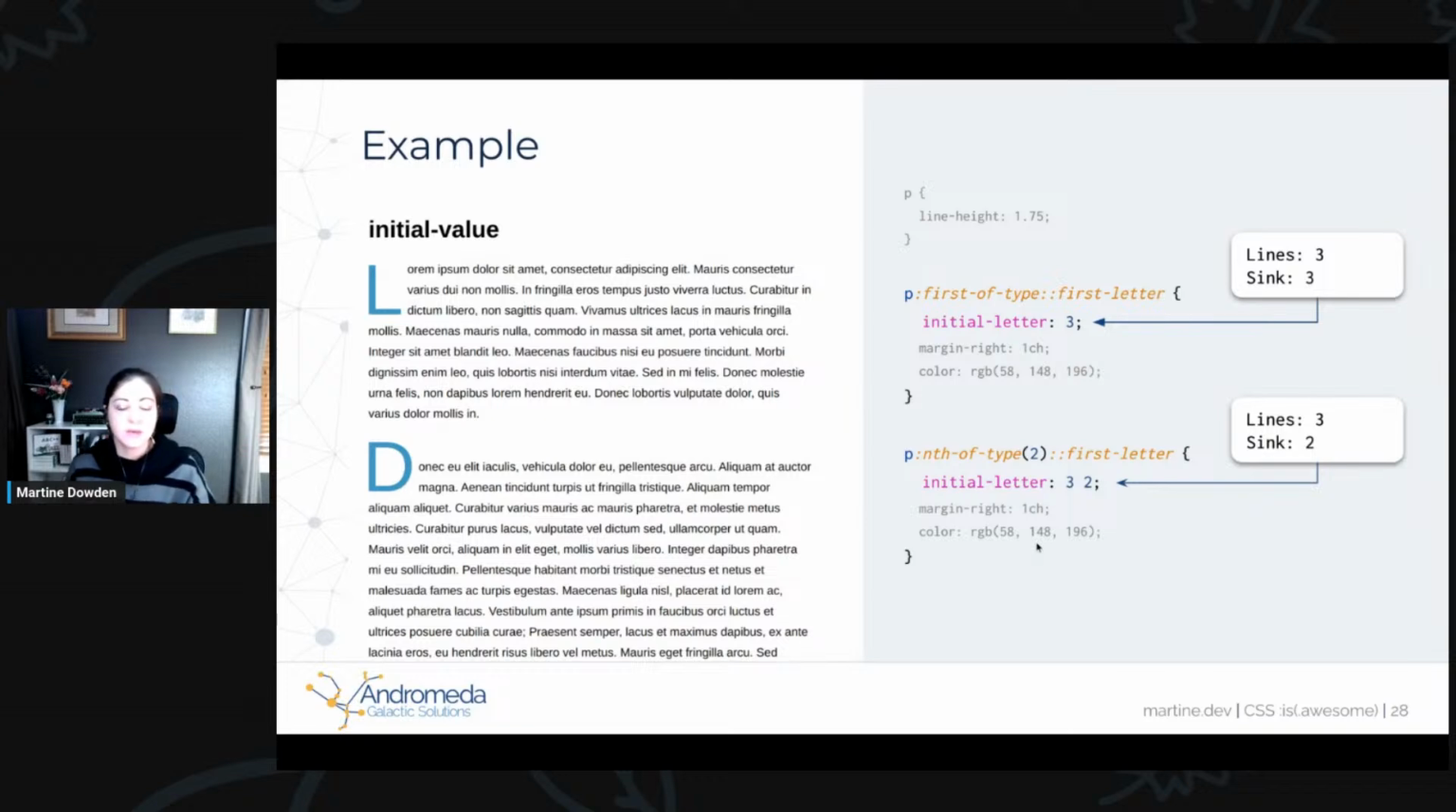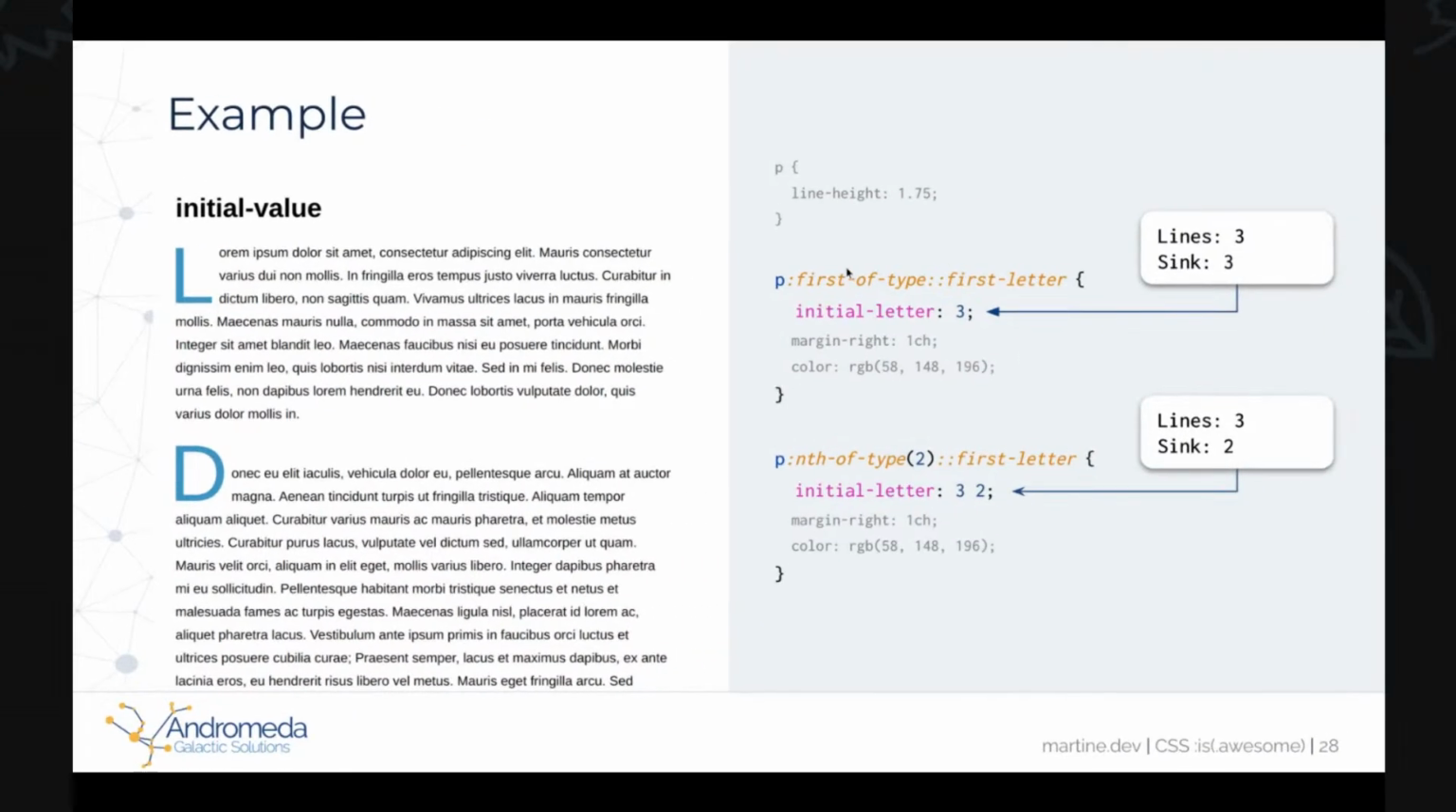So we have 2 examples here. This is what I was talking about with the sink. In the first example, I have my initial letter, and I simply gave it a number 3. I can shorthand that and say, if you only give it one number, it's going to apply an equal amount of lines and an equal amount of sink. My letter here is the first letter of the first paragraph of its type. So it's this L, and it's 3 lines tall and sunk 3 lines. So it's all the way down, flush with my text.